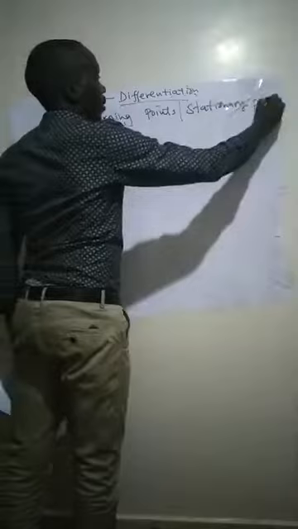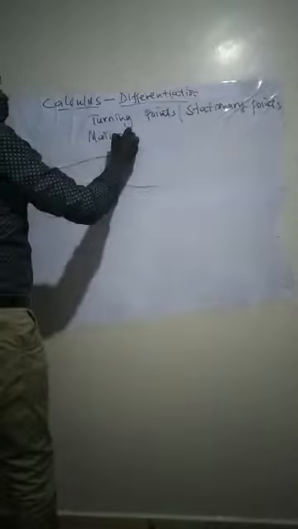So the next area we want to go through is another area called the turning points. So you will need to know how to get the turning points of a curve, and what is meant by turning points. The other name for turning points is stationary points. They are also called maximum or minimum.